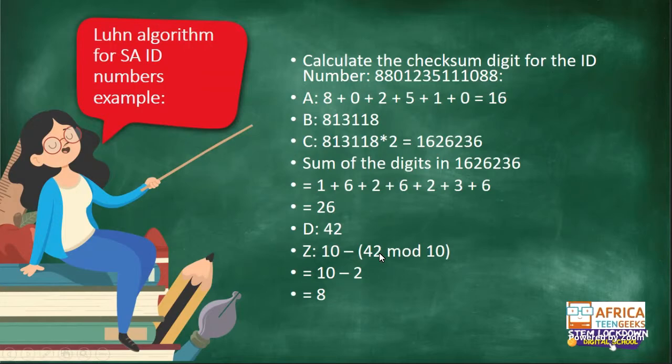And the 42 modulus 10 gives me 2. Why? Because if I divide 10 into 42, I can divide 10 into 40, but what's the remainder is 2. So that's the 2 over there. 10 minus 2 is 2. Oh, sorry, 10 minus 2 is 8. My apologies. And that 8 is compared with the final digit over here. And if they correlate, then we know that in all likelihood, this was entered correctly, in sequence, no swapping, everything is fine.